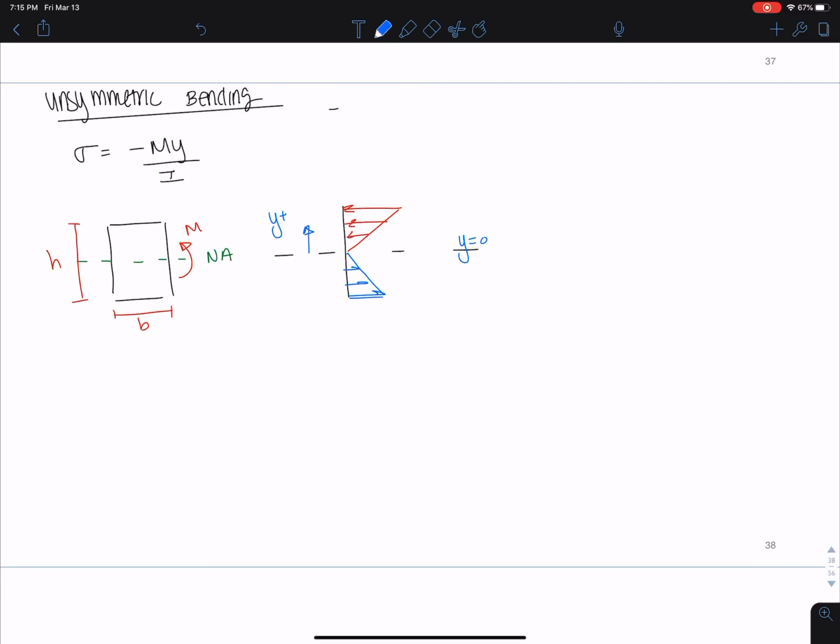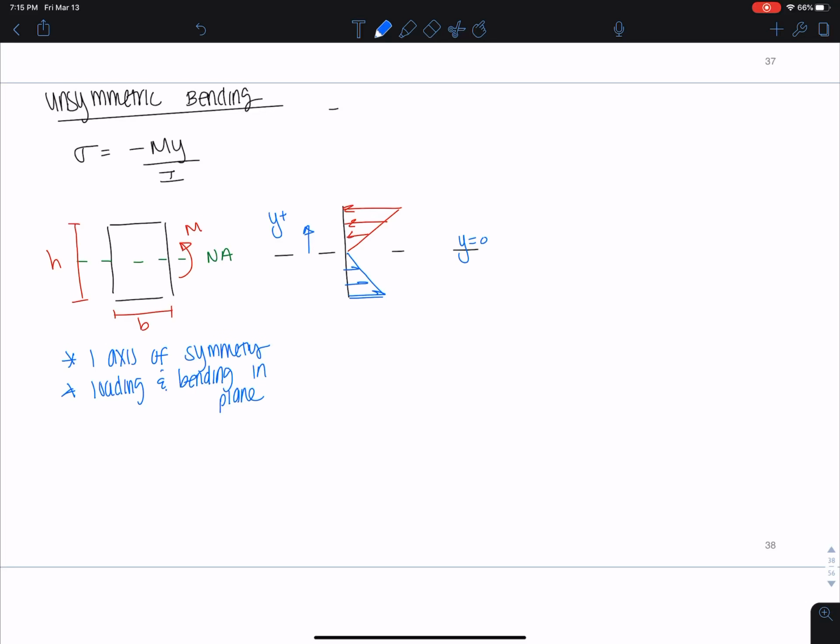Okay, I have one axis of symmetry here, and my loading and bending are happening in the same plane, right? I don't have any biaxial bending. Okay, what happens when I have other conditions? How do I calculate sigma basically?